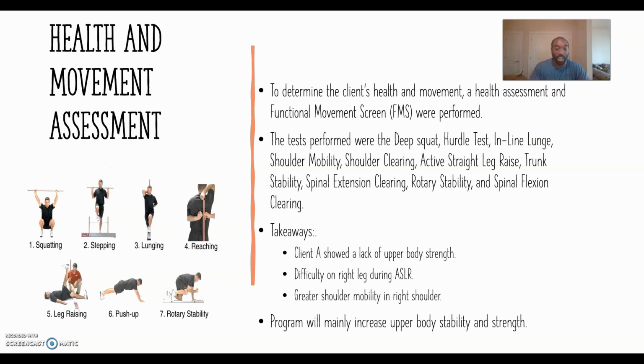The takeaways from client A were that she showed a lack of upper body strength. She also showed difficulty in the right leg during the ASLR. She also had greater shoulder mobility in the right shoulder. So the main focus of this program was to mainly increase upper body strength and incorporate some stability aspects as well.